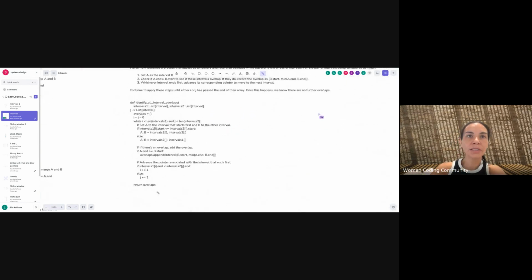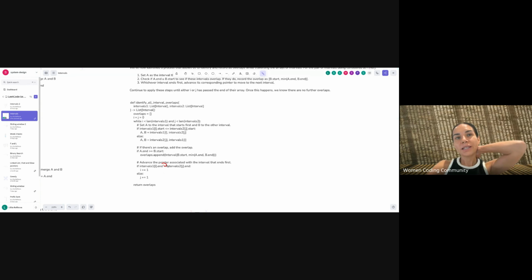But I believe in this task, I didn't put it this way. Let me see. If it's end and it's end, advance the pointer of the set with the interval that ends. If interval i ends, then we advance i, and then we advance j. But actually, yes, it makes sense to have the third condition here, which is if they both end equal, then we're advancing two pointers at the same time.